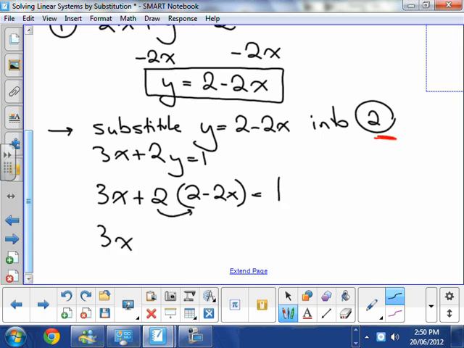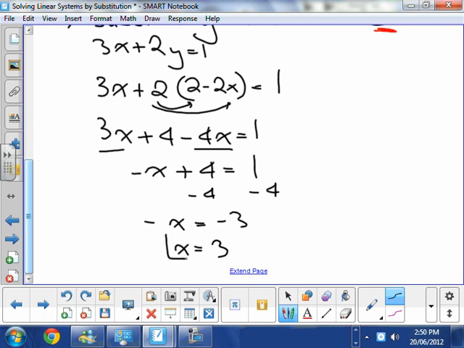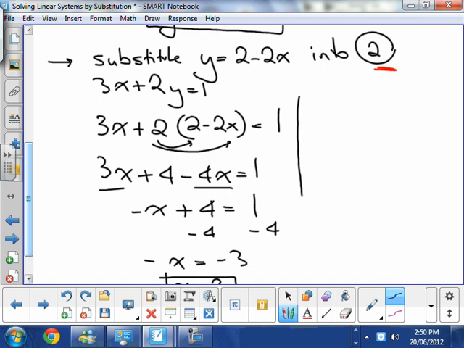A little bit of algebra here. Using the distributive property, you will open up the bracket, so it's 4 minus 4x. Collect like terms. That will give you negative x plus 4 equals 1. Subtract 4 from each side, and you end up with negative x equals negative 3. Therefore, the x coordinate of the point of intersection is 3. Am I done? No, you're not done.